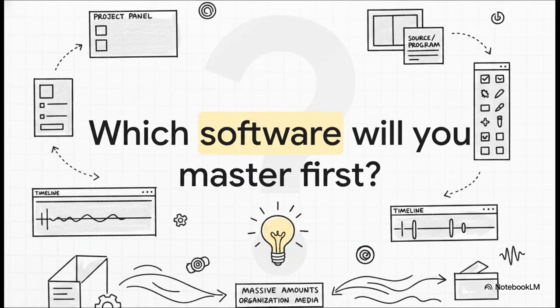By mastering these 5 universal building blocks, the project panel, source monitor, timeline, program monitor, and tools panel, you've essentially just learned the core language of every major editing platform on the market today. Which brings us to the ultimate question. Now that the interface is no longer an obstacle, what story are you going to build with it today? Let that spark your curiosity as you open your program of choice.